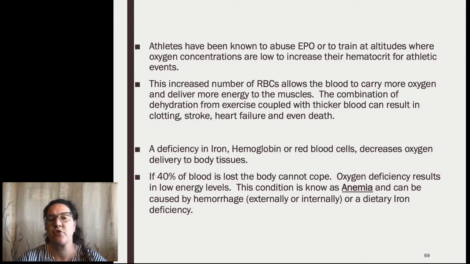So athletes, if they train at high altitude levels, will have a high level of red blood cells because the air up there has less pressure, which means you need more red blood cells to effectively transfer the same amount of oxygen through the body. So this increased amount of red blood cells allows the blood to carry more oxygen, deliver more energy, which allows the muscle cells to produce more energy.